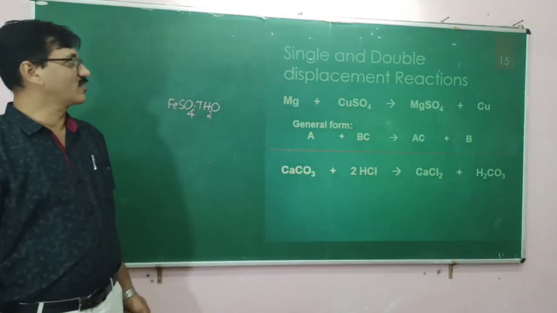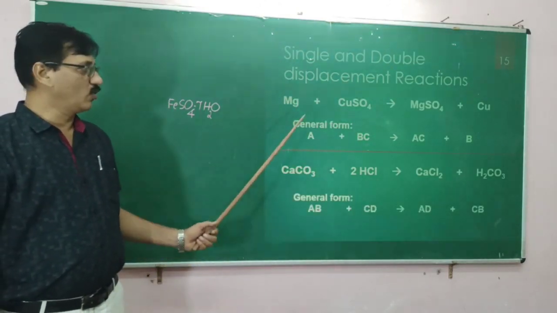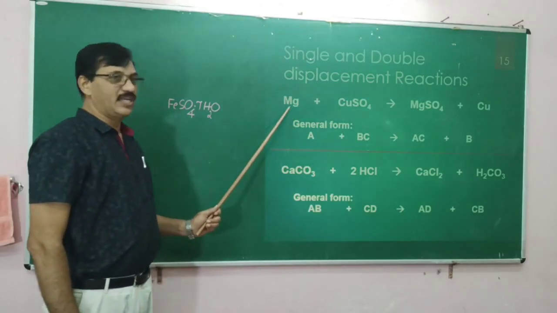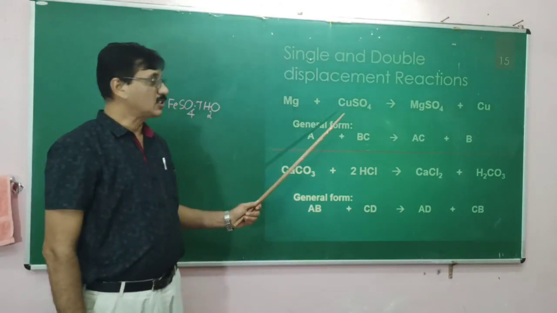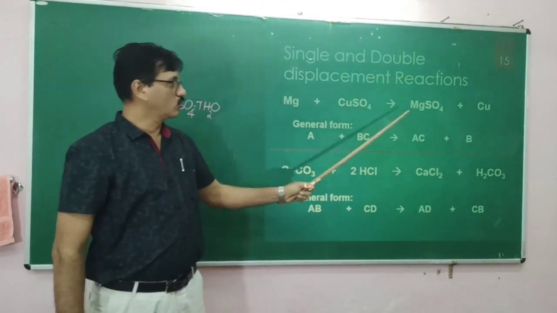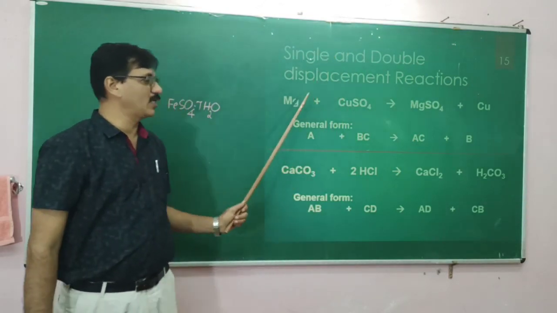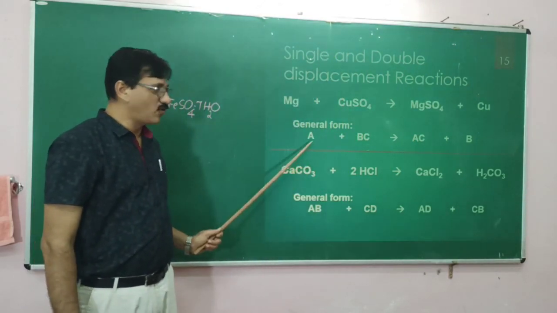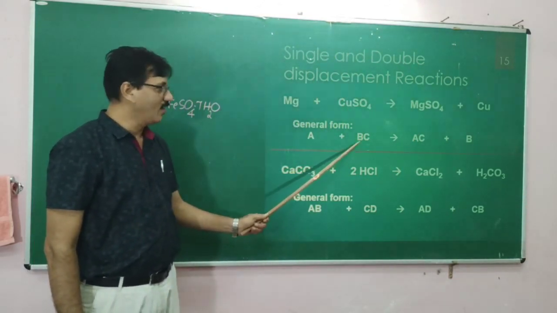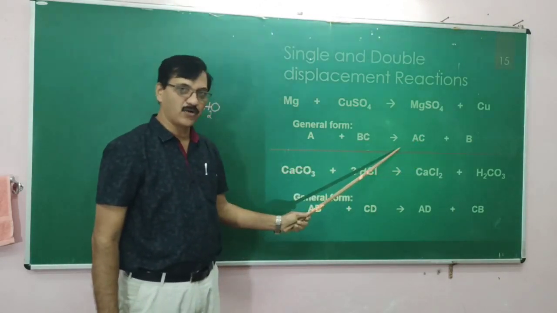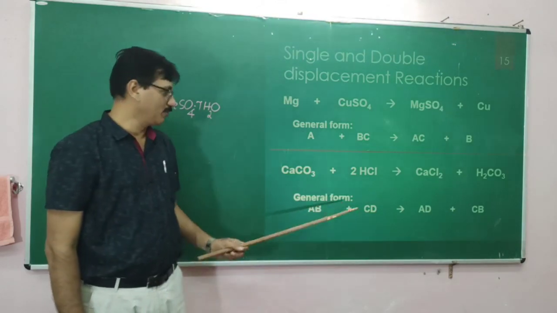Okay, so let us try to know correctly about single displacement and double displacement. Magnesium displacing copper, so magnesium sulfate and copper are being formed. So this is a single displacement reaction. Its general form is A plus BC giving AC plus B, where B is displaced and AC is formed. This is a single displacement reaction.